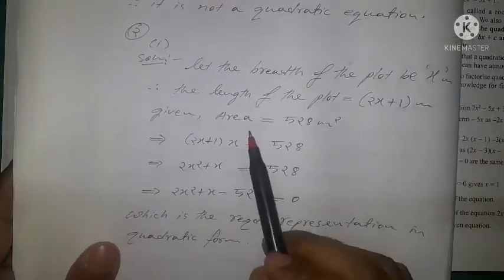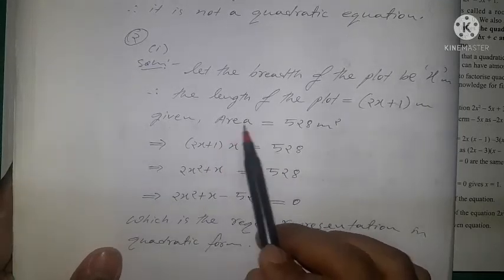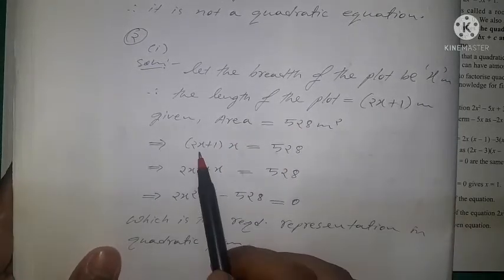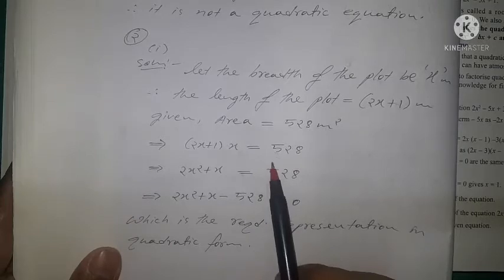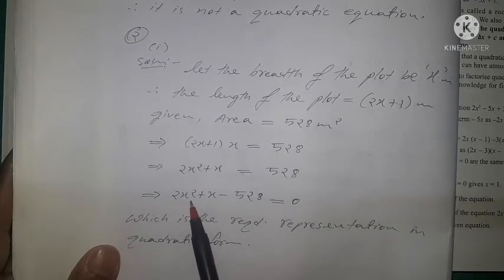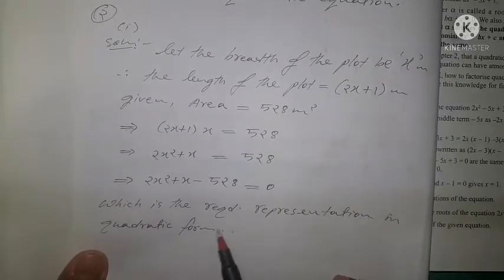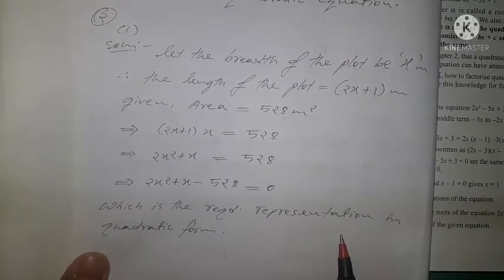Again, it is given that the area is 528 meters square. So the area is length into breadth. The length is 2x plus 1 and the breadth is x, so (2x plus 1) times x is equal to 528. If we simplify this, we get 2x square plus x minus 528 is equal to 0, which is the required representation in quadratic form.